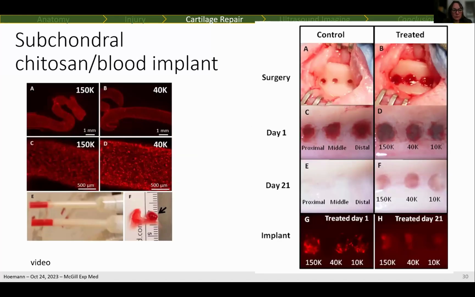So for this, again, we used a fluorescent chitosan incorporated into the autologous blood. And we played around with the molecular weight of the polymer. And we also used clotting factors like tissue factor to cause the implant to solidify rapidly from these little micro-manipulator tips you can see here.